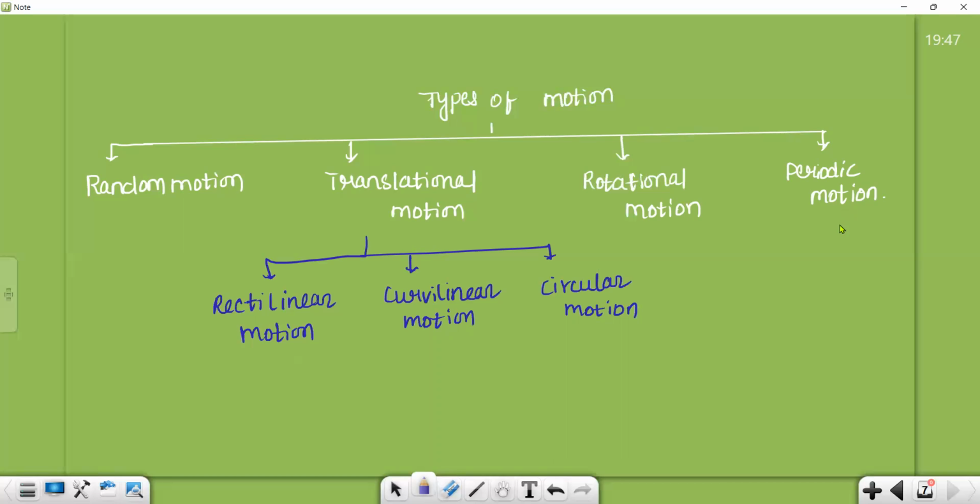Whereas in case of periodic motion, we have discussed oscillatory motion. Ma'am, why did you not include uniform and non-uniform motion? Okay. So actually, in case of uniform and non-uniform motion, what you are going to study, students, that will be later. Uniform means... it depends on the distance.